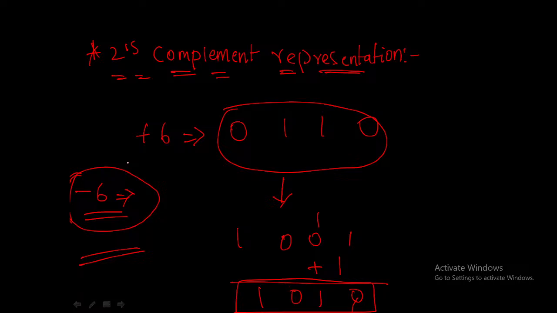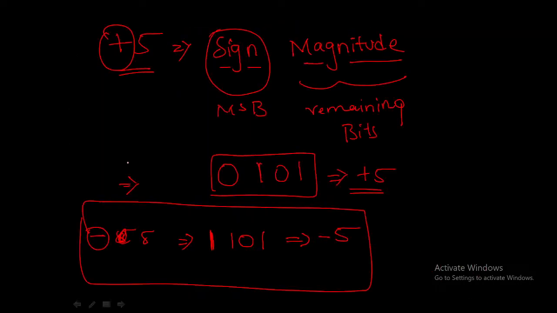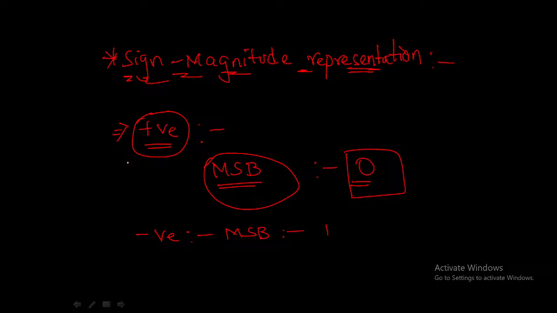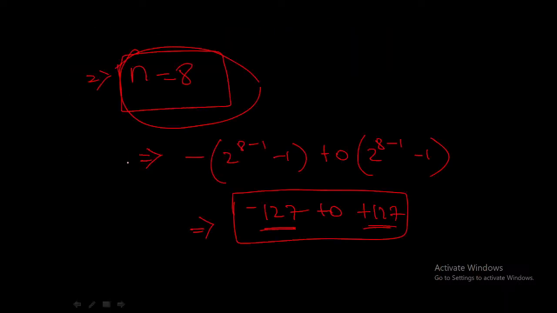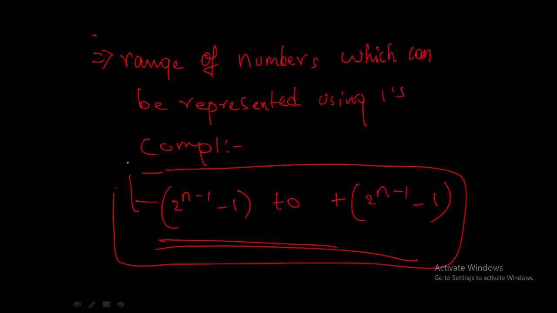So what we are going to do is write the positive number, find the 1's complement of that number, and then add 1 to it so that it can be represented in 2's complement form. This is how we represent a negative number in 2's complement form. So that's how we represent negative and positive numbers in sign magnitude, 1's complement and 2's complement representation. I hope this is clear.